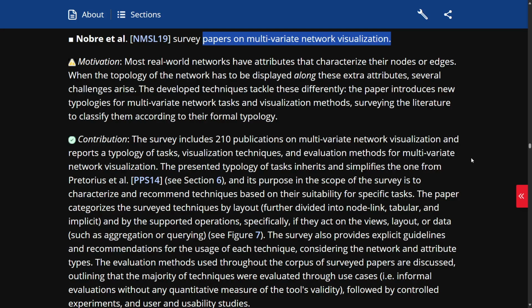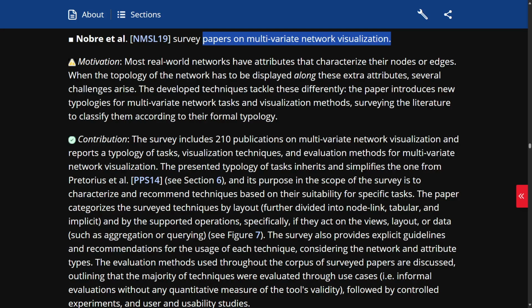The paper categorizes the surveyed techniques by layout, further divided into node link, tabular, and implicit, and by the supported operations, specifically, if they act on the views, layout, or data, such as aggregation or querying, see Figure 7. The survey also provides explicit guidelines and recommendations for the usage of each technique, considering the network and attribute types.